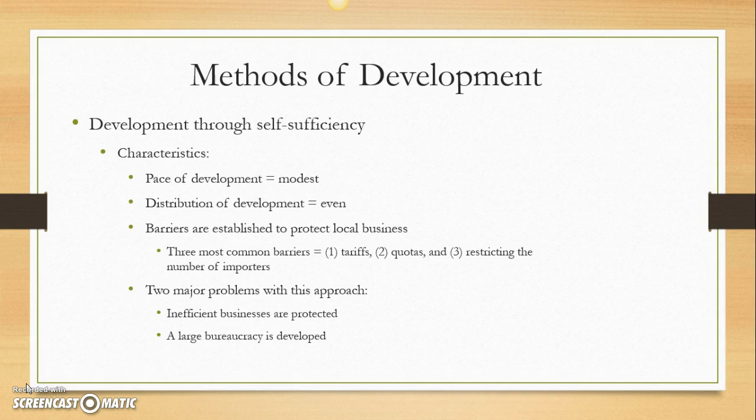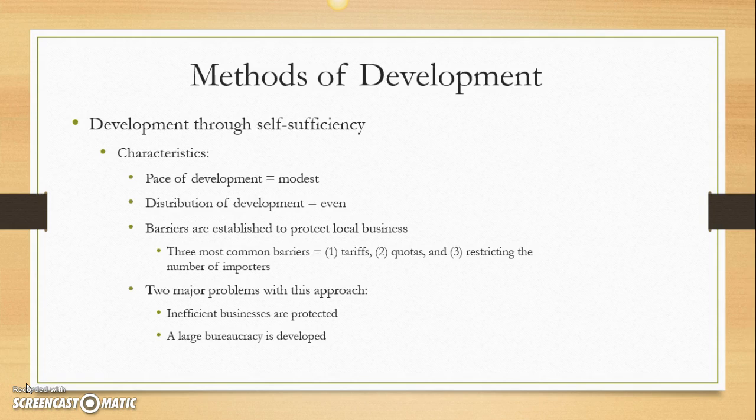So there's a handful of major problems with this approach. One is that it does tend to protect inefficient businesses, so it doesn't expose them to the full force of competition. And as a result, what you get sometimes are some businesses that are not as good at what they do as they could be. Also, governments will develop a large bureaucracy, both in terms of trying to encourage local small businesses, but also in trying to cover and protect those barriers and those businesses, so trying to enforce those barriers.